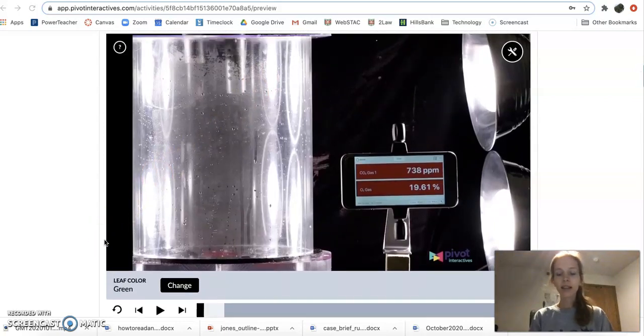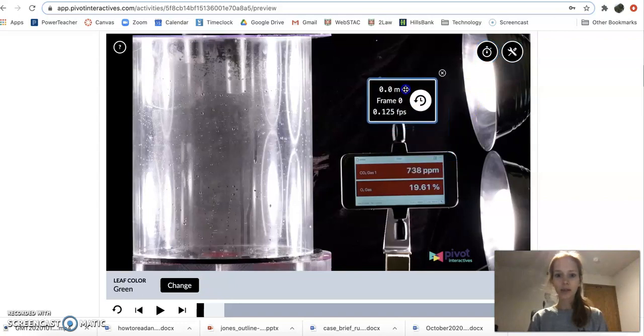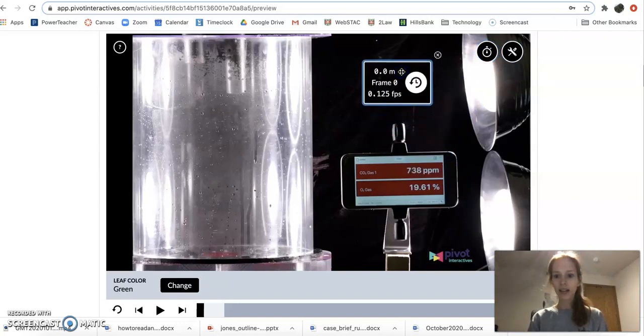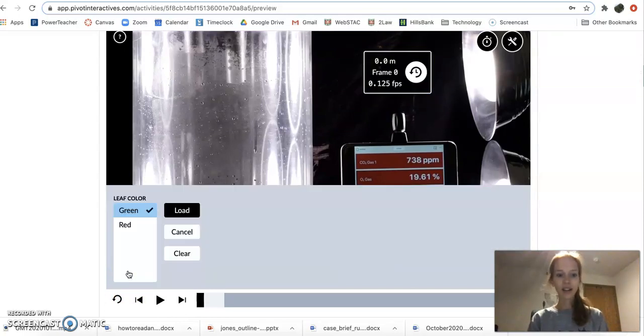You're going to notice that there are some things you can change. So when you're in this interactive, you can click this little tool symbol, and that pulls up a stopwatch. So you can click your stopwatch, and look, it's a stopwatch. It's available to you. I'm going to drag it here so that I can actually see my stopwatch and my gas meters. There's another thing I can click down here. So if I click on the leaf color, it pulls up this option bar. And my leaves can either be green, like they are already, or they can be red.